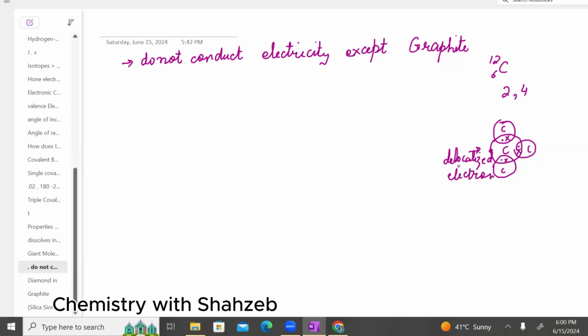While all other giant molecular structures are not able to conduct electricity, except graphite. That is the reason graphite is used to make electrodes, which are used in the process of electrolysis, because they can conduct electricity.